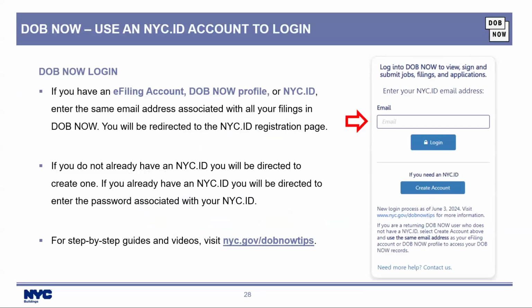So what you're going to do is go to the DOB Now login page, and it'll look like this. You enter your email and you click login. Note, if you need an NYCID, you can click here to create an account. Or you can put your email in and it will take you to the same website, and it will direct you over to the NYCID website to create the login. If you need any step-by-step guides or videos, we have that on nyc.gov/DOBNowTips.